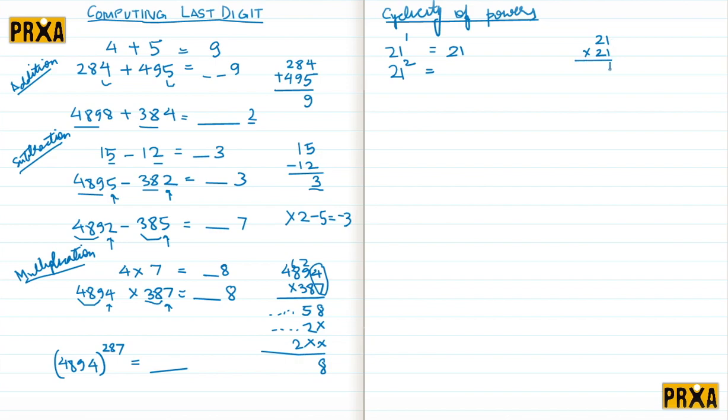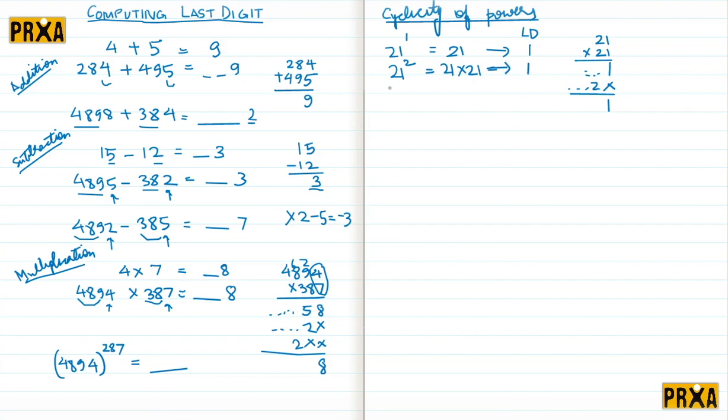So I have 1 times 1, the 1, and something here, right? I know it's 21, but I'm ignoring it. Okay, and then I put a cross here and 2 times 1, the 2, and then something here. My last digit is 1. So I've just done this computation. 21 square is nothing but 21 times 21. So the last digit of 21 to the power 1 is 1, and 21 to the power 2 is also 1 times 1, which is 1.